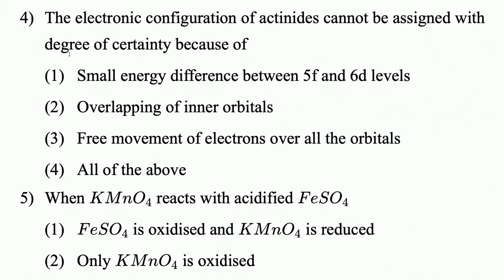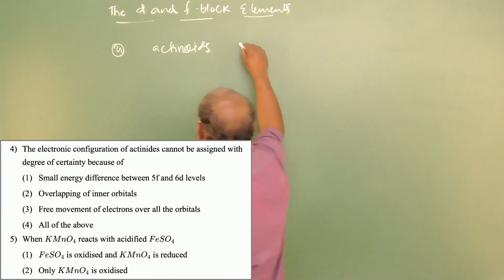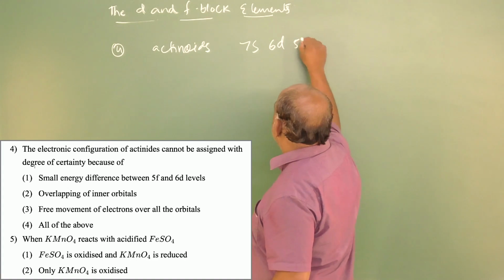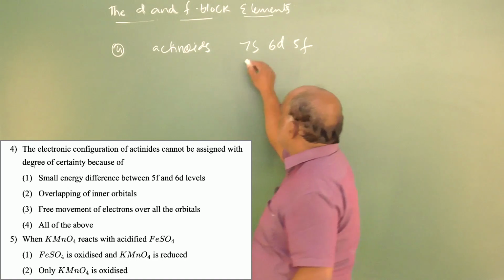The next one is question number 4. It is a conceptual question; if you read thoroughly the concept regarding actinides and lanthanides, we can find the answer easily. The electronic configuration of actinides cannot be assigned with a degree of certainty because of. Already we discussed this in the theory class. Actinide configuration, already we know, is 7S, 6D, 5F. 7S is outermost.